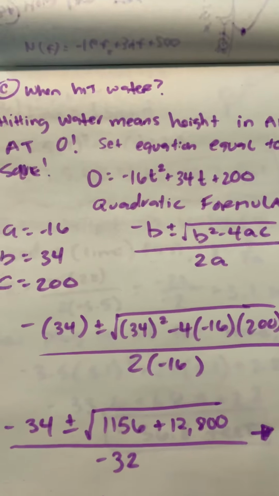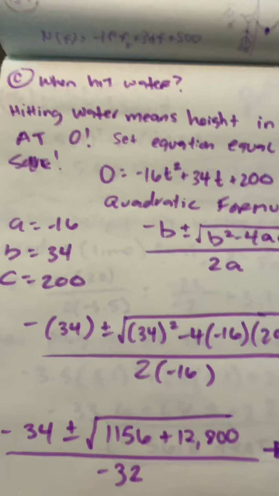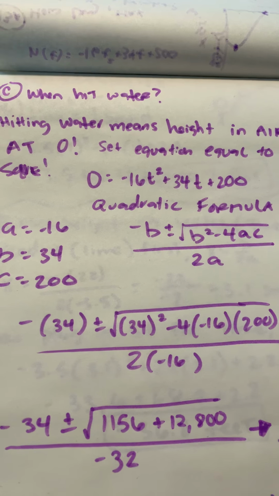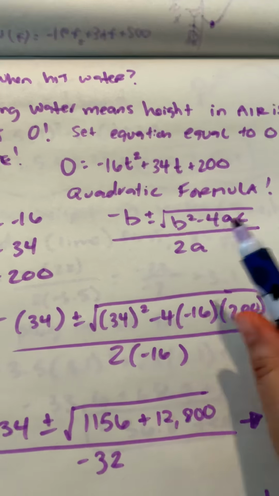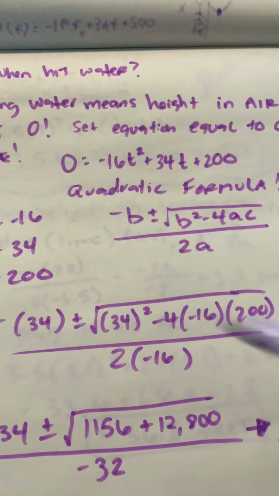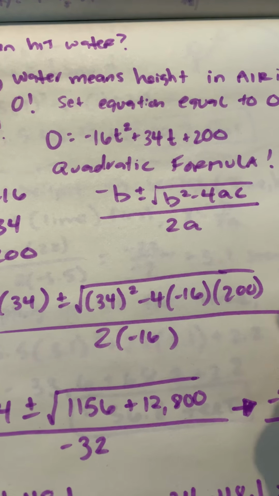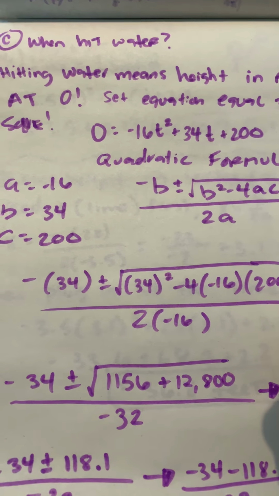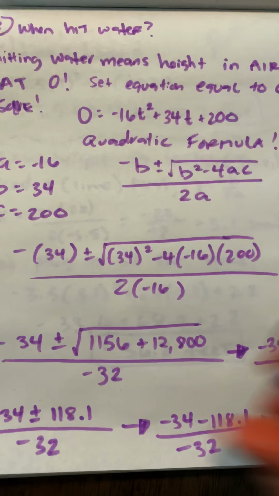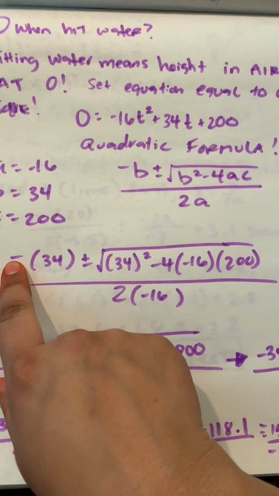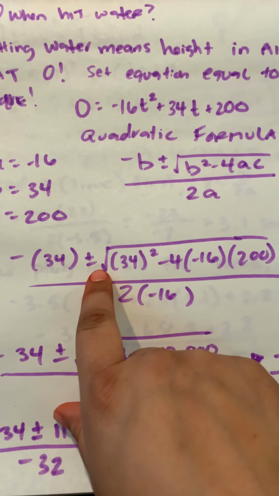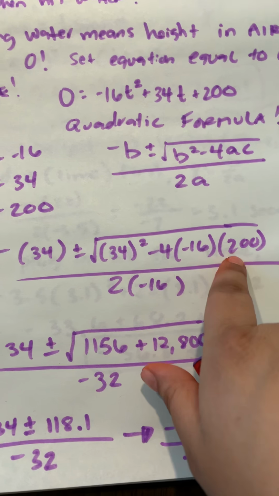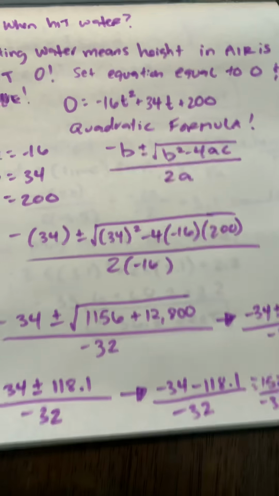Part C says, when will he hit the water? So remember that hitting the water would mean that his height in the air is nothing, it's 0. So that means we're setting the equation equal to 0 and solving for the t. The best way to do that here would be to use the quadratic formula. So I labeled out what a, b, and c were, and then I plugged them into the quadratic formula. So the opposite of 34 plus or minus 34 squared, minus 4 times a times c, all divided by 2 times a.